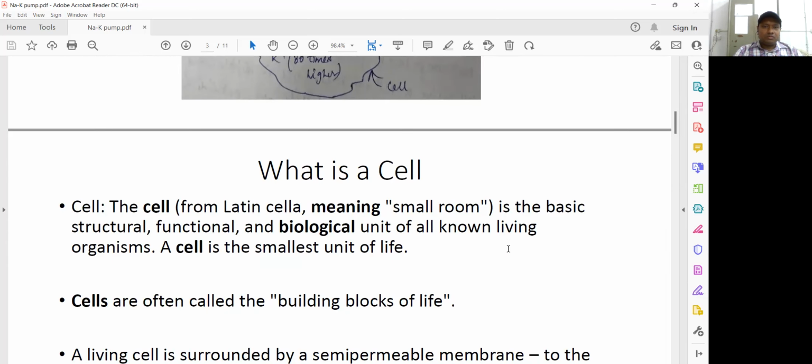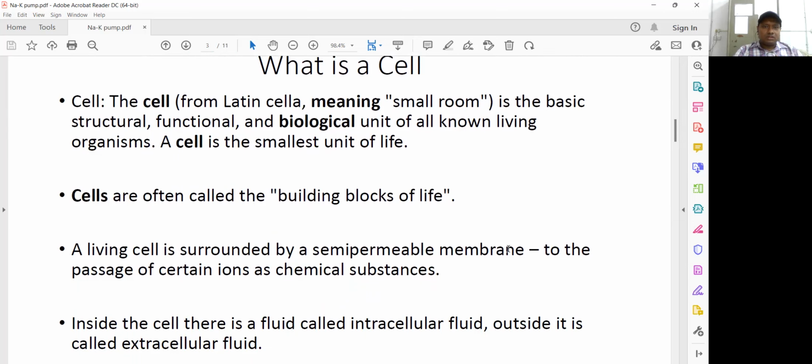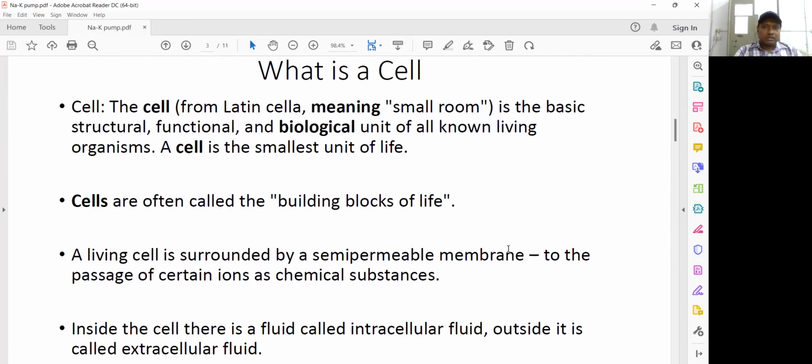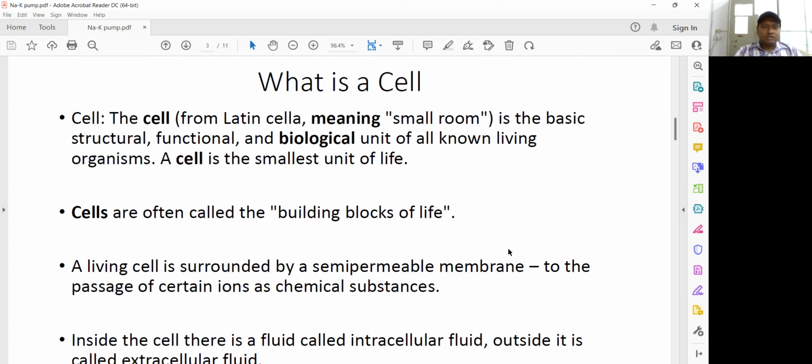Now, this is what a cell is, which I have described here. The cell, from Latin cella, meaning small room, is the basic structural, functional, and biological unit of all known living organisms. So a cell is the smallest unit of life. Cells are often called the building blocks of life.